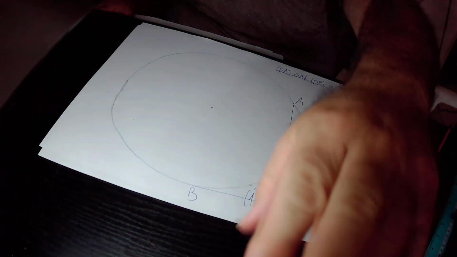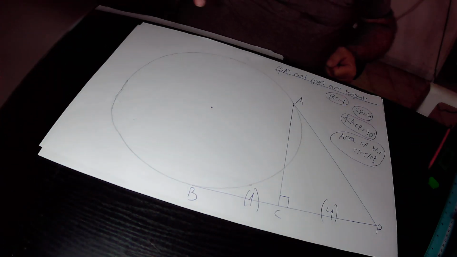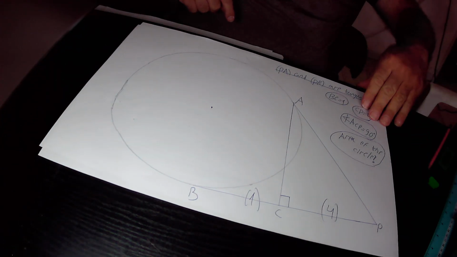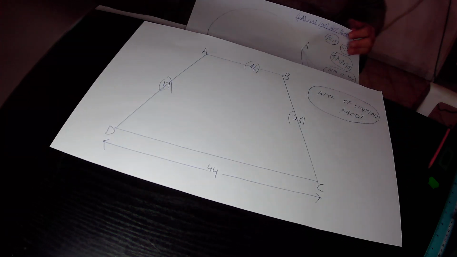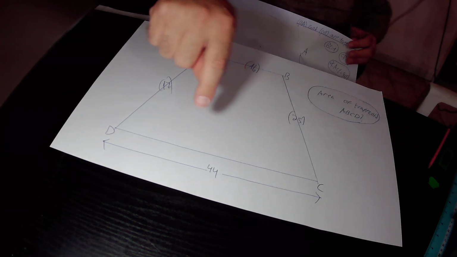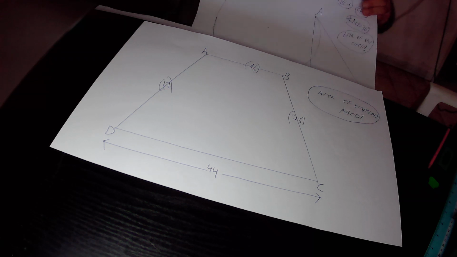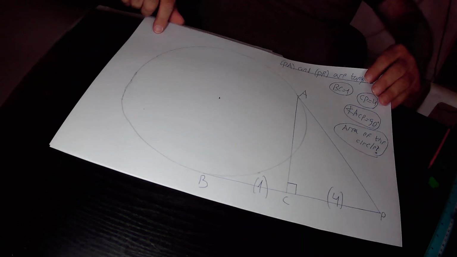Now, in this lecture, we'll answer two questions. In the first question, we'll find out the area of this circle. In the second question, we'll find out the area of this trapezoid ABCD. So we'll start with the first question.